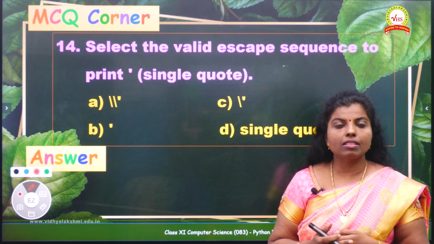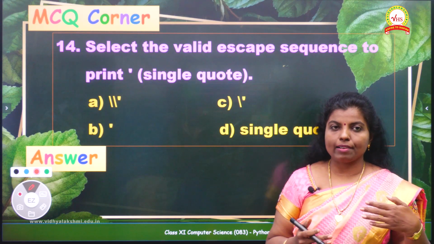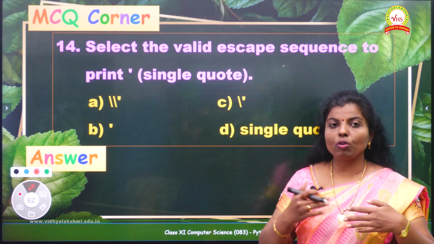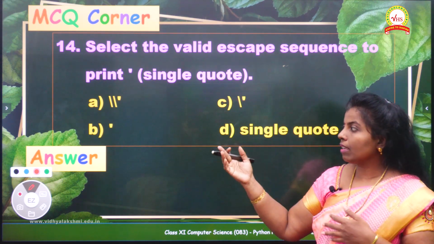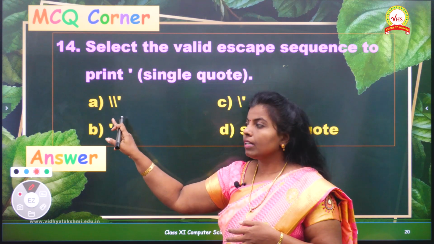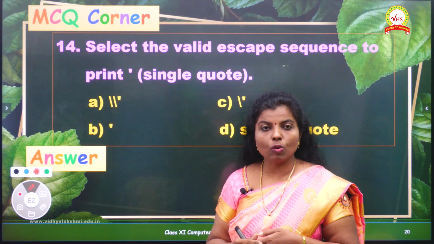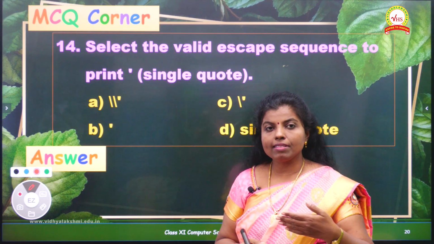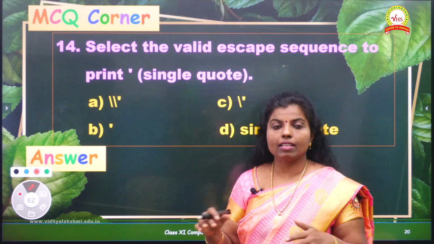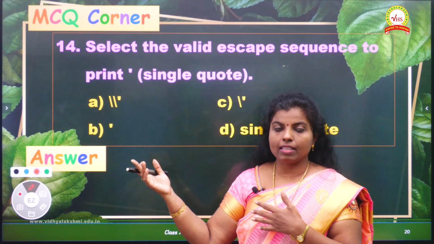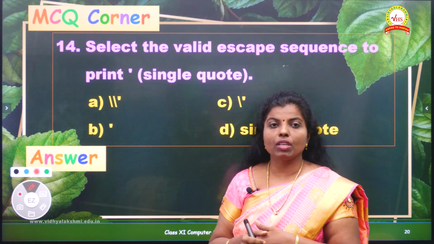All the escape sequences begin with a backslash. So a backslash followed by one or more characters. So let us see the first escape sequence. Double backslash and single quote is given. Though I have said the escape sequences are used to represent the non-graphic characters, the non-graphic characters are the characters that cannot be directly typed from the keyboard.